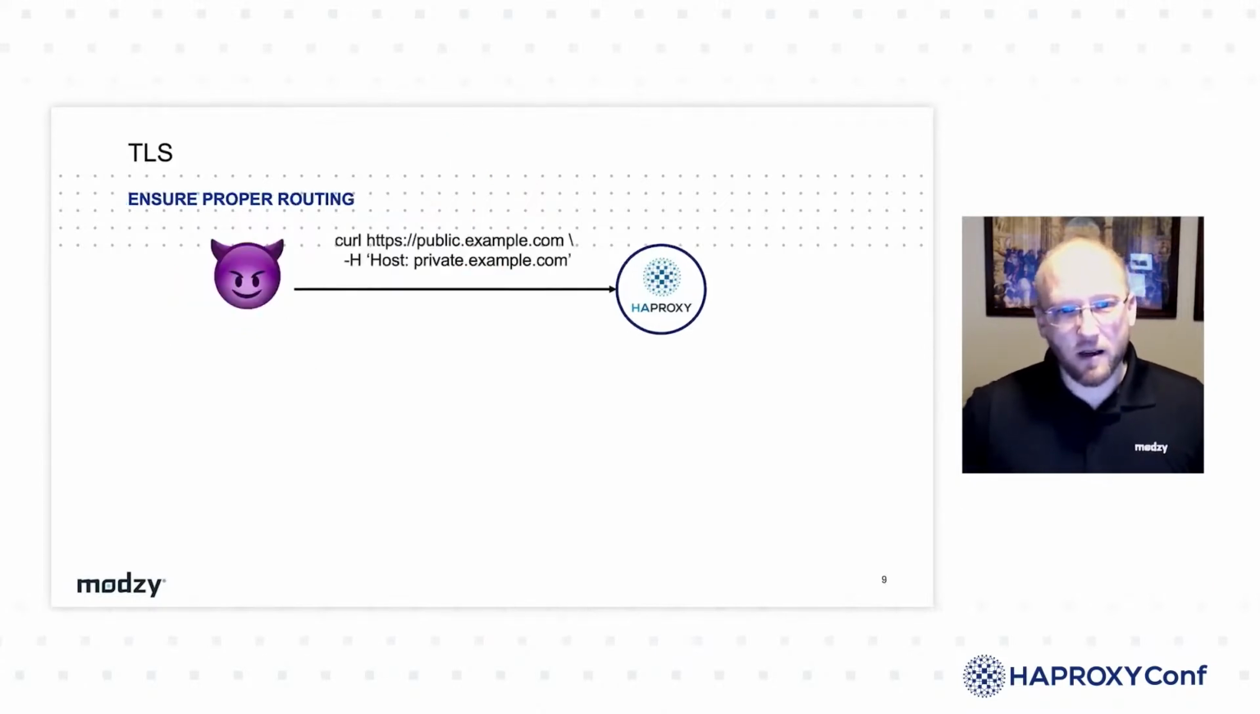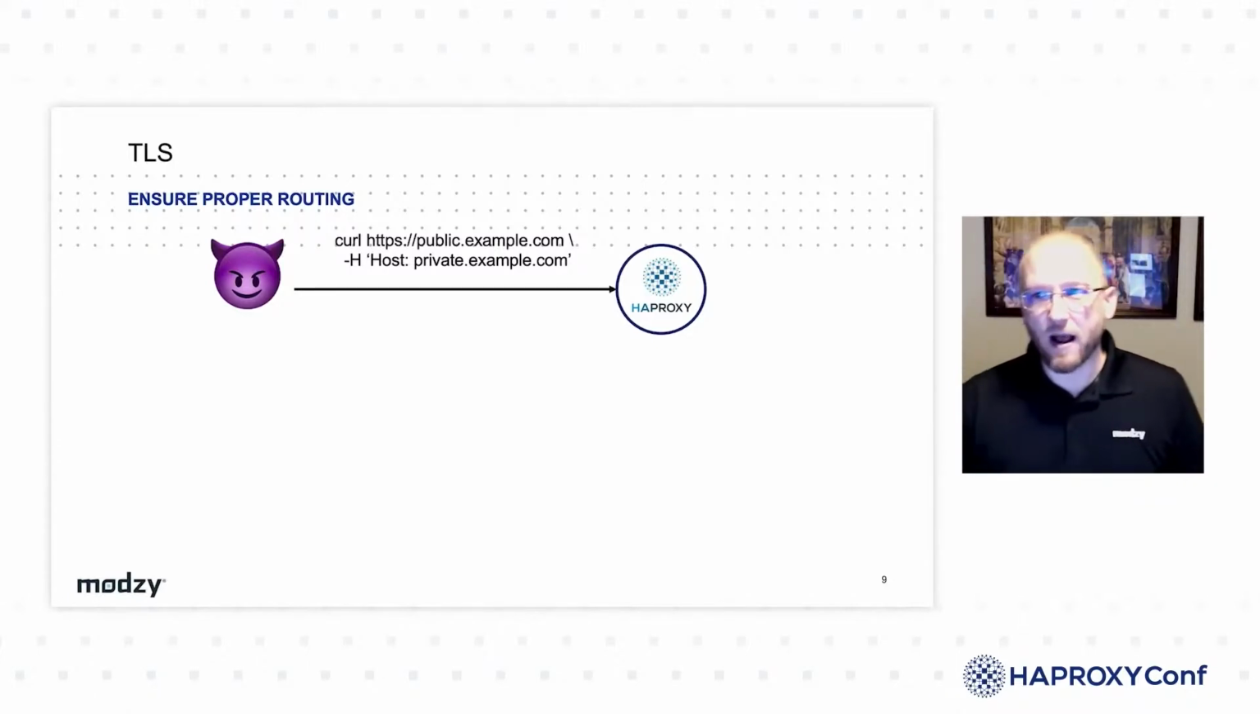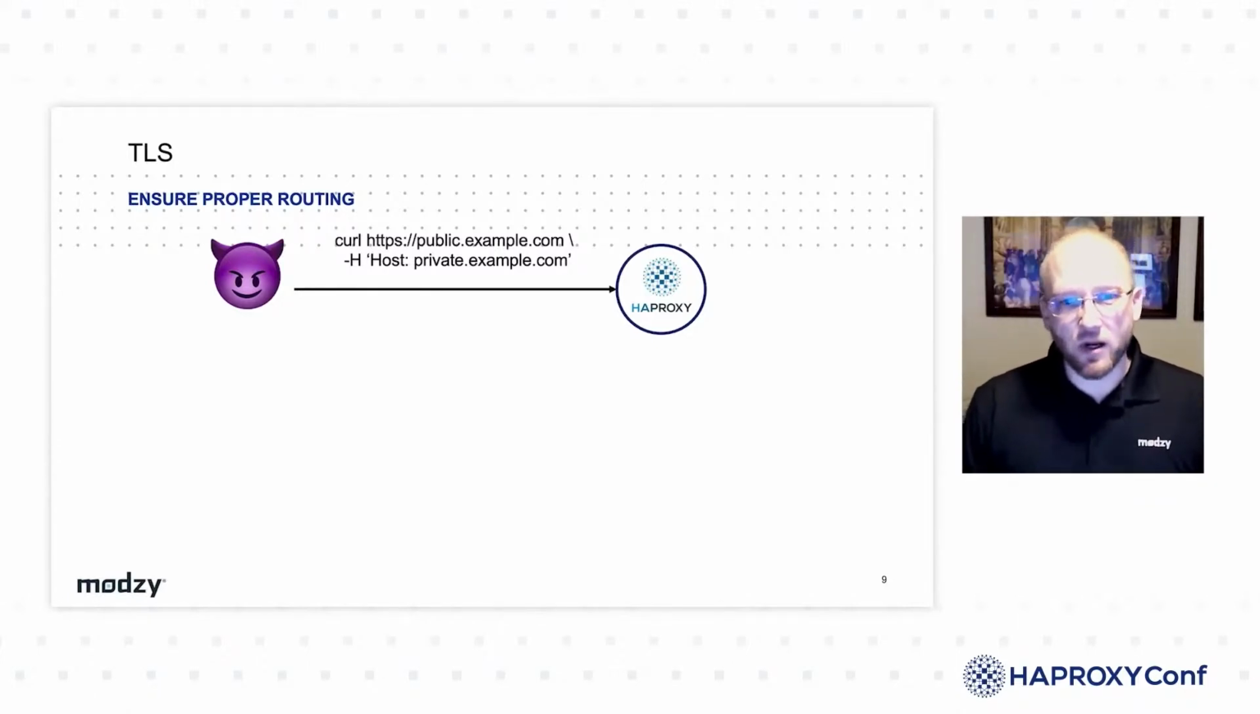The next setting is also related to TLS, and this is to ensure that proper routing happens. Now, chances are if you're running HAProxy, you're probably hosting more than one domain behind it, which means that you're going to be routing traffic depending on which domain it is. Now, the typical setup that you would think would be to check the host header for what the domain is and then route based on that host header.